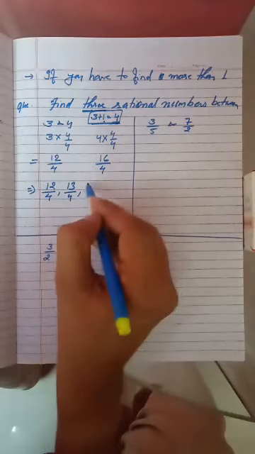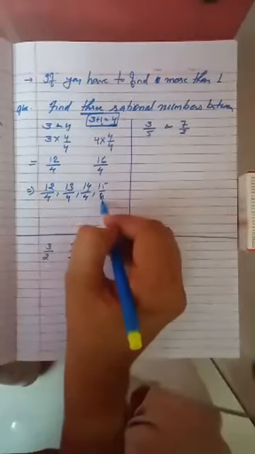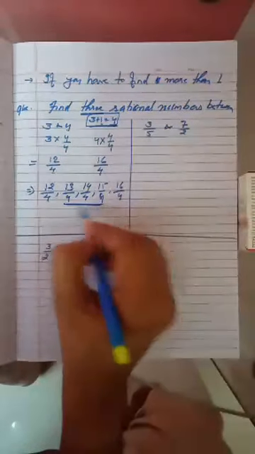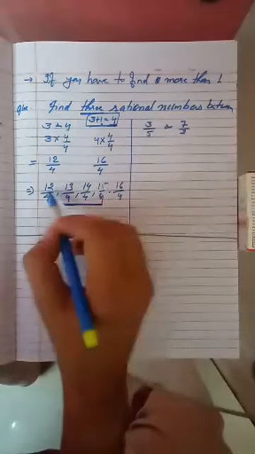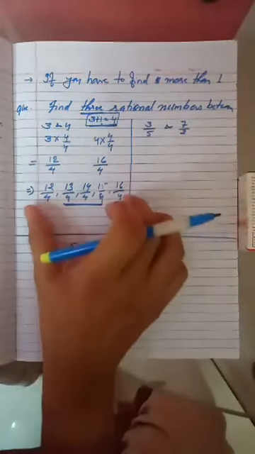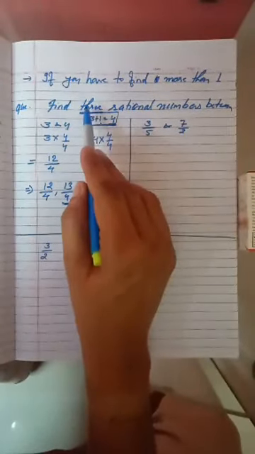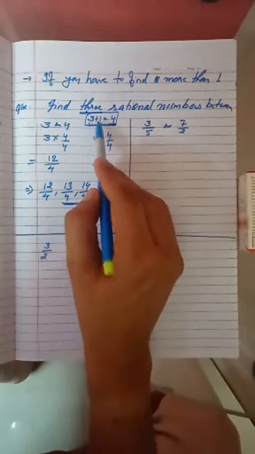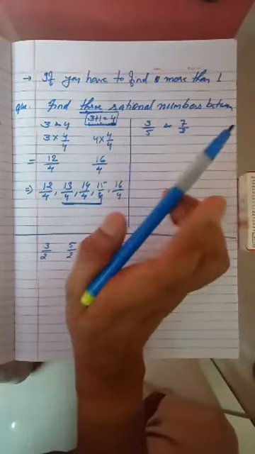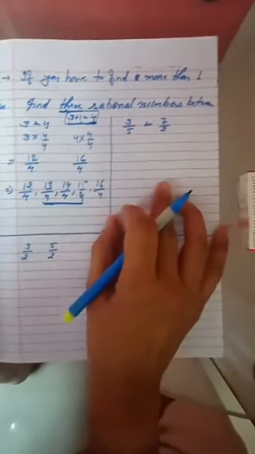13 upon 4, 14 upon 4, and 15 upon 4, and 16 upon 4 is your given number. So these three rational numbers you find between these two numbers. Is it clear? You have to just keep in your mind how many rational numbers you have to find. 3. So you just plus 3 plus 1 equal to 4, and you have to multiply and divide both the numbers by 4. You will find easily the rational numbers between the given two numbers.